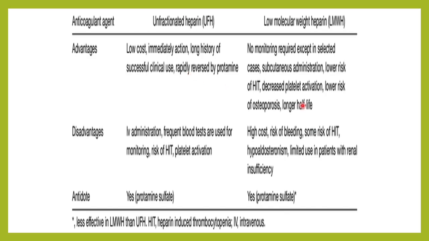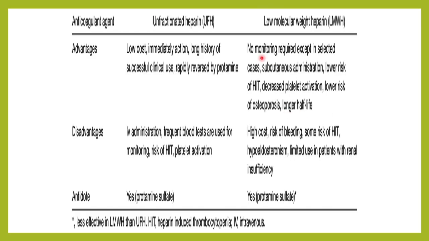Low molecular weight heparin, what is the advantage? No monitoring is required, except in very selected cases. Otherwise, we don't need rigorous monitoring of low molecular weight heparin. Subcutaneously, we can inject it. You need not enter the vein every time. It has a lower risk of developing thrombocytopenia. It will decrease the platelet adhesion. It will decrease the risk of osteoporosis, and it has a longer half-life. So these are the advantages of low molecular weight heparin. That makes it much more user-friendly.